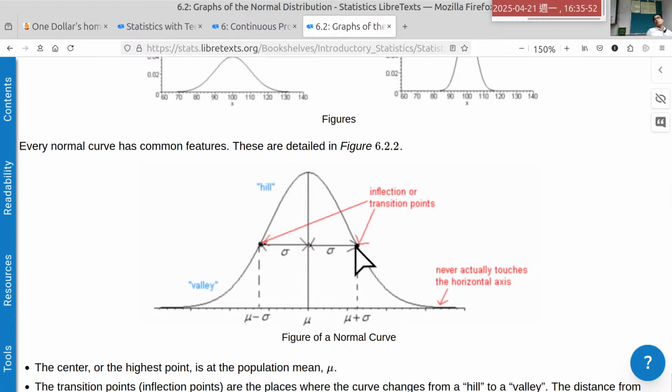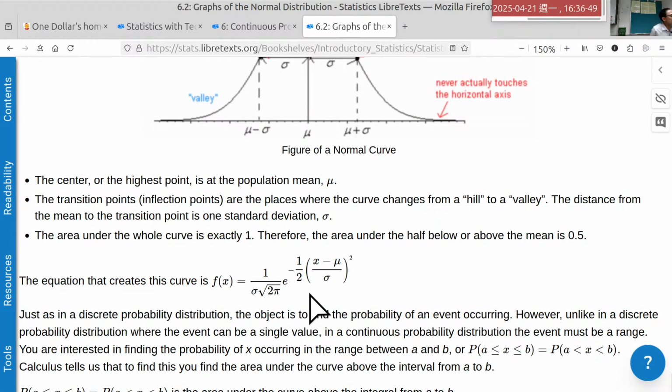What does it mean, transition point? We have not discussed calculus here. And the curve never actually touches the horizontal axis. Theoretically, it approaches the x-axis, very close to 0, but never actually touches the horizontal axis. Here, mu plus sigma, mu in the center of the bell-shaped curve, and mu minus sigma.